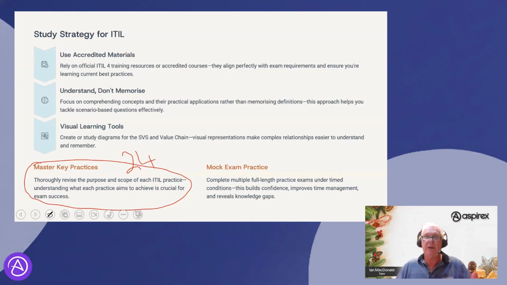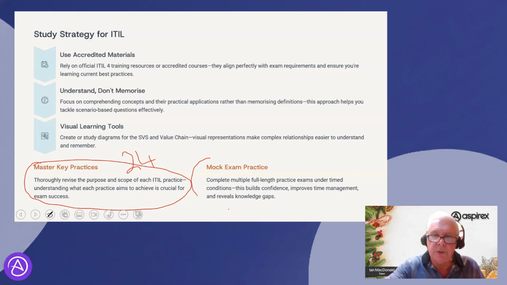That's not to say other things aren't important in your revision, because you need more than 24, don't you? But to give some perspective, the service value system, I think, has 2 marks. The service value chain has 1 mark. The guiding principles has 6 marks. So when I spoke about the syllabus and where marks are allocated, we're getting a good understanding of that. But clearly the practices are the bulk of the questions and therefore the bulk of the marks.